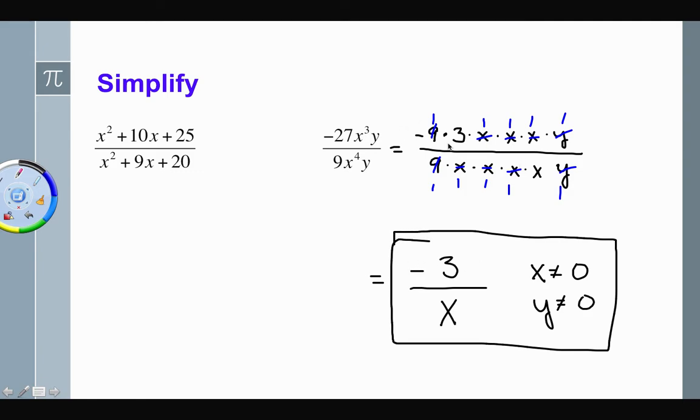What I wanted to point out, though, is there is a faster way to do this particular problem. If I think about 27 and 9, I know that I can cancel a 9 out of there and a 9 out of there.